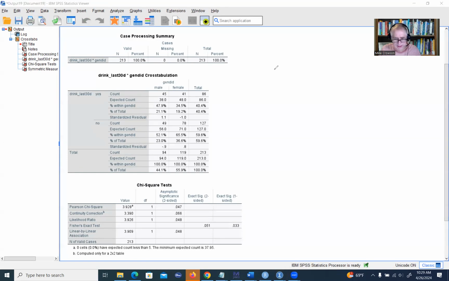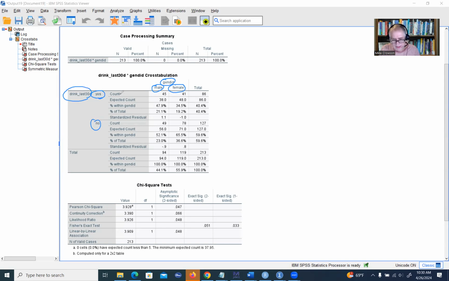As we're looking at it, first off, we have our row variable, which is the drink variable. Row 1 refers to individuals saying yes, I have had a drink. Row 2 refers to individuals saying no. Then we also have the gender ID variable right here. Column 1 is persons identifying as male, column 2 persons identifying as female. Let's look at the row and column marginals first.